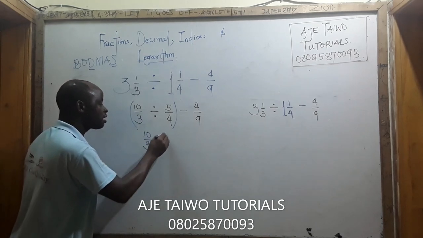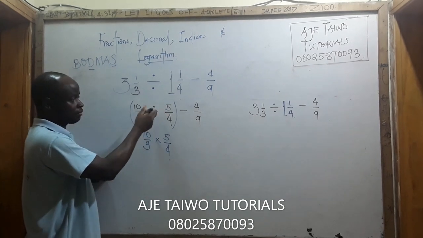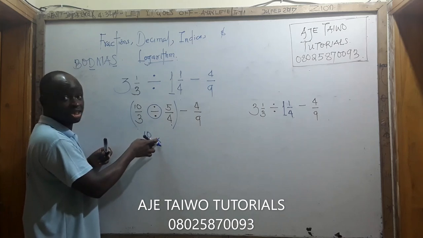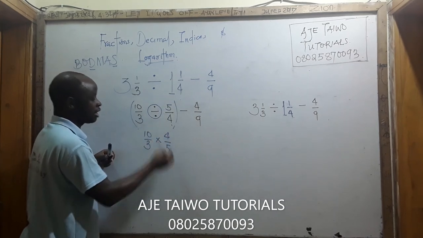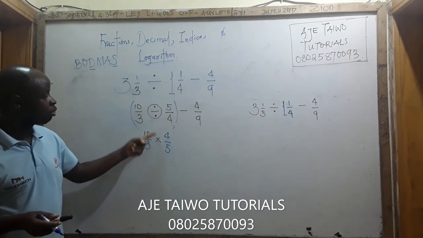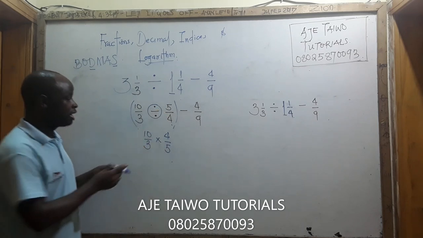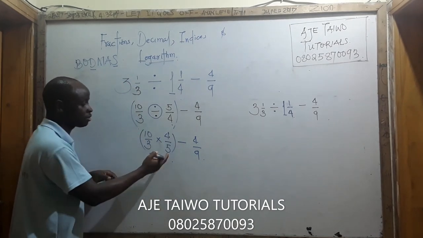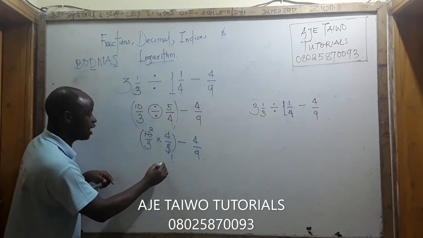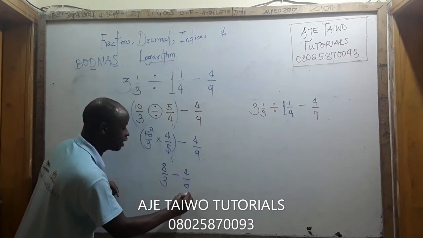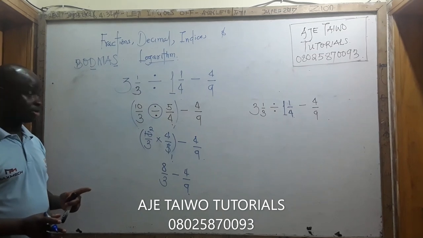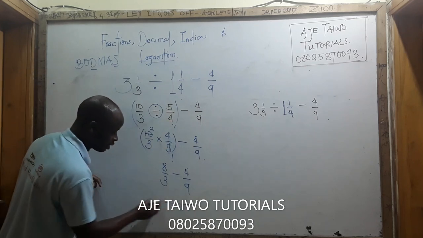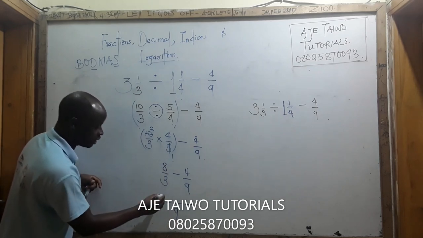So let's go. We now have 10 over 3 divided by 5 over 4. For division, it will become multiplication. You change these, that's 4 over 5. You can see, division has turned to multiplication. This is now 4 over 5, then minus 4 over 9. Don't forget, I have to divide first. So 5 here 1, 5 here 2. That's 8 all over 3 minus 4 all over 9. To divide, I have to turn this to times. When you turn this to times, this goes up, this comes down. So what do you have now? The common denominator is 9. 3 times 8, 24.